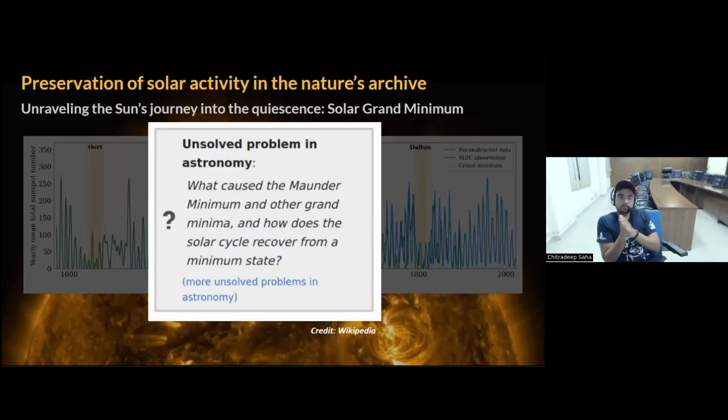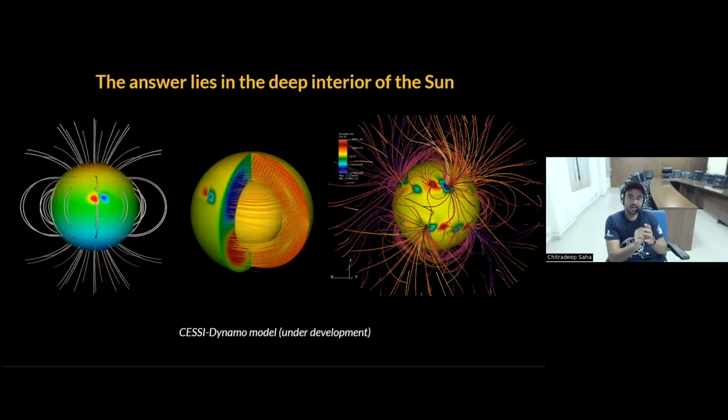An important question, in fact, this is taken from Wikipedia. The question asks, what caused the Maunder minimum and other grand minima? And how does the solar cycle recover from a minimum state? And to answer that, observations alone are not sufficient, because when you look at the Sun, you essentially look at the surface. But the real answer lies within the interior of the Sun. And that's how numerical simulation of the solar interior becomes important.